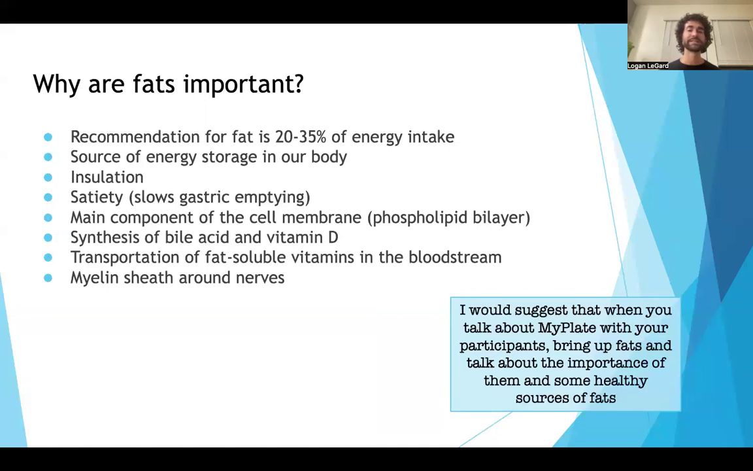Fat is involved in the synthesis of bile acid, through our liver, bile duct, and gallbladder. It helps to make vitamin D in our bodies, and it's important for the transportation of fat-soluble vitamins in the bloodstream and for the myelin sheath around our nerves.